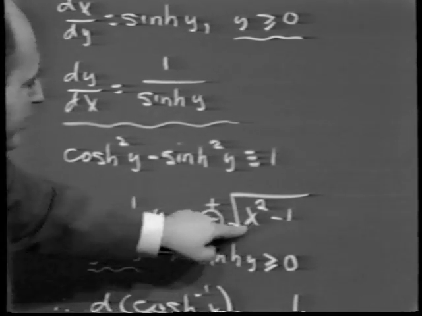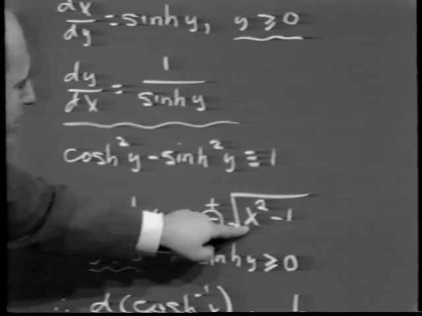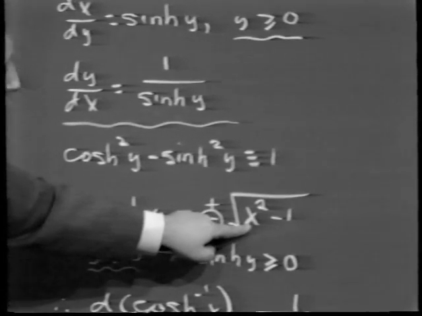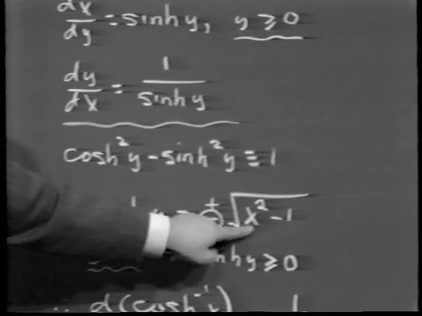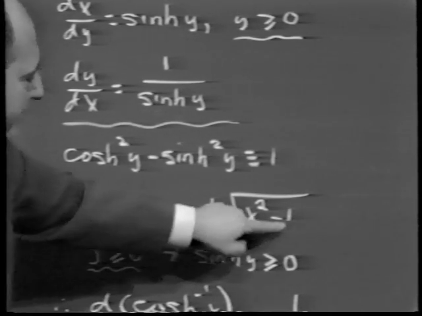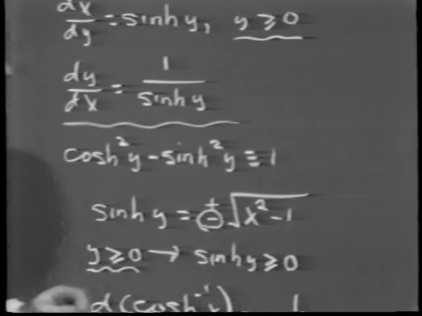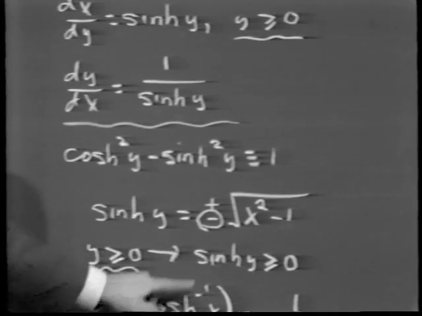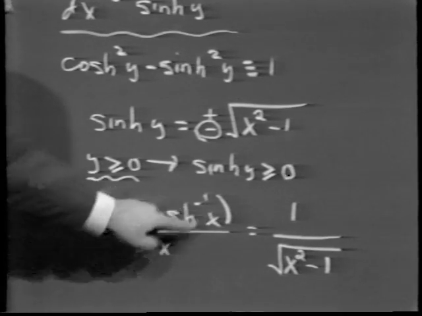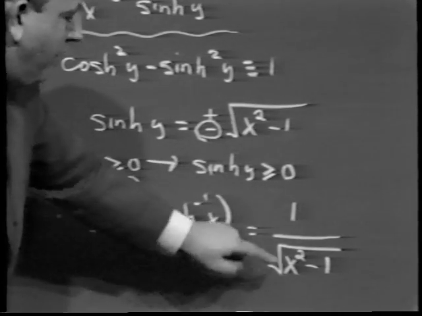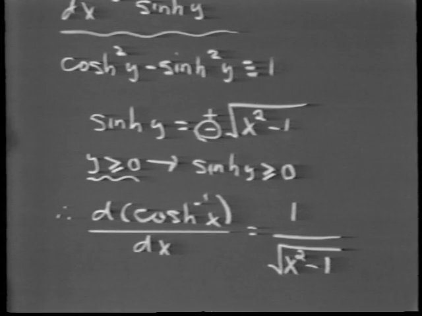By the way, don't be nervous here. You might say, couldn't this be imaginary? In other words, what happens if x squared is less than 1? Remember, x is at least as big as 1, so this thing here in the square root sign can never be negative. But at any rate, what we now wind up with is that the derivative of inverse cosh x with respect to x is 1 over the square root of x squared minus 1.